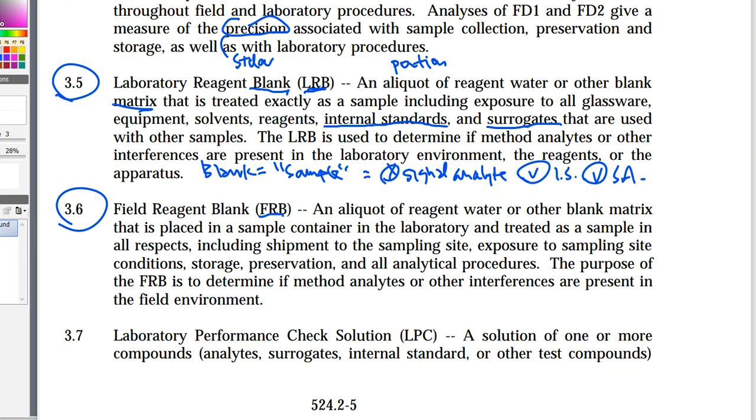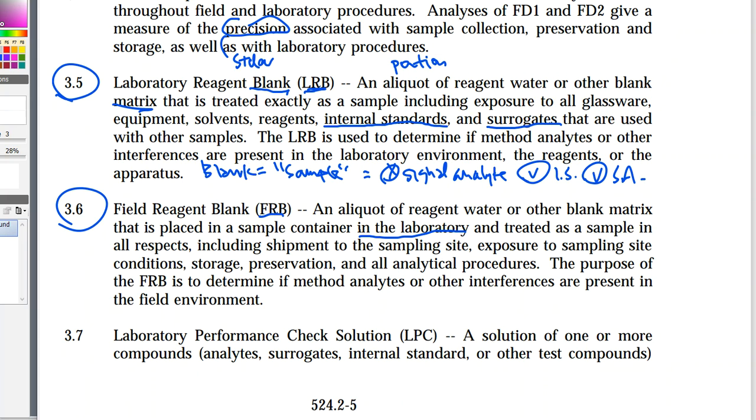So if we take a look at this definition for FRB, a field reagent blank, it says an aliquot of reagent water or blank matrix that's placed in a sample container in the laboratory and treated as a sample in all respects, including shipment to the sampling site, so putting it into a van, driving it out to Greenfield Lake, exposure to the sampling site conditions. That bottle is going to be with the field collector the entire time, right? Is it really cold outside? Is it really hot outside? Did they accidentally forget and leave this thing in the van overnight? I mean, what happened in the transportation, collection, and preservation? That's what we're testing. So the storage of it, the preservation of it, and all analytical procedures.